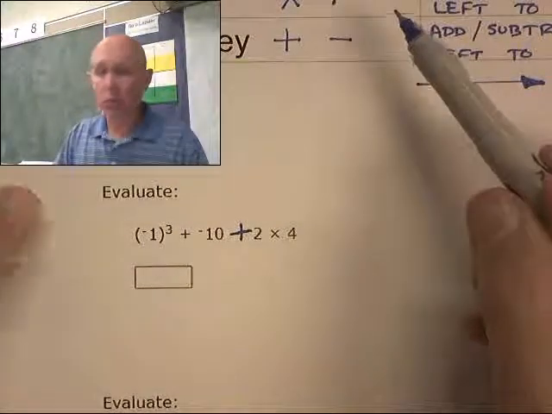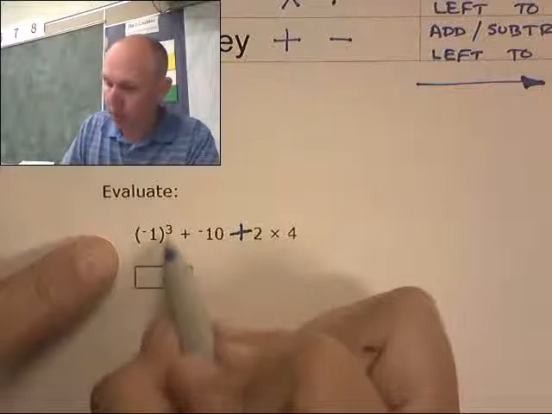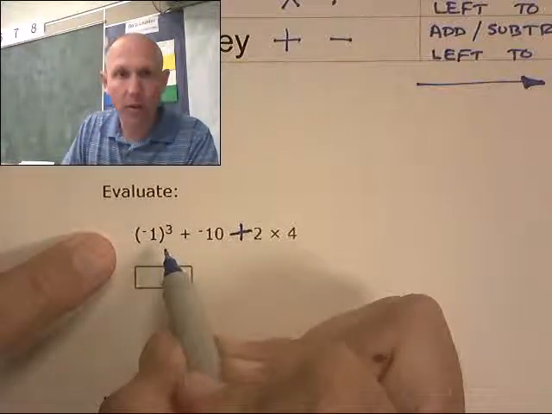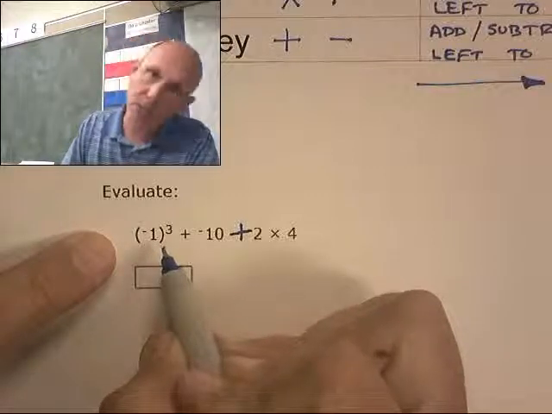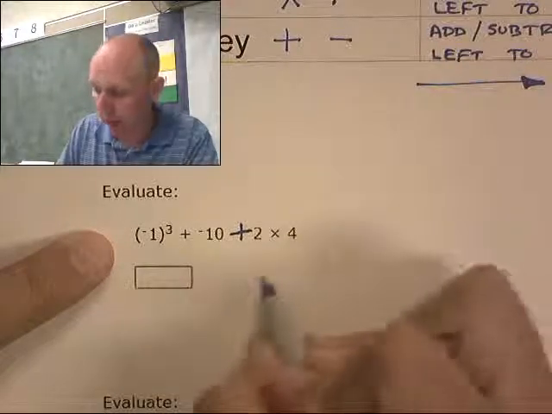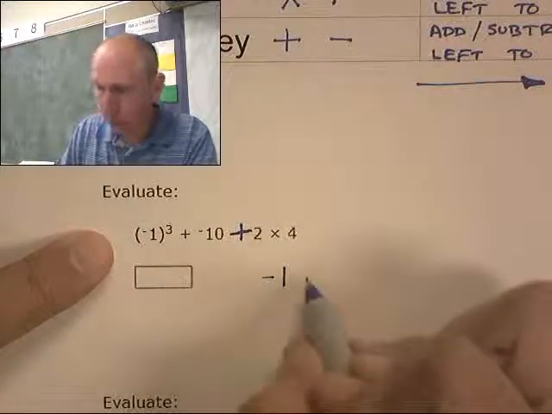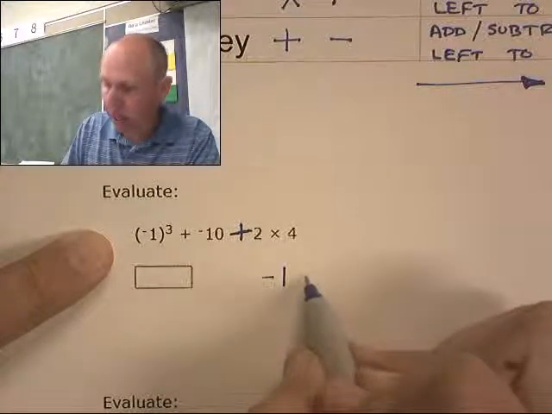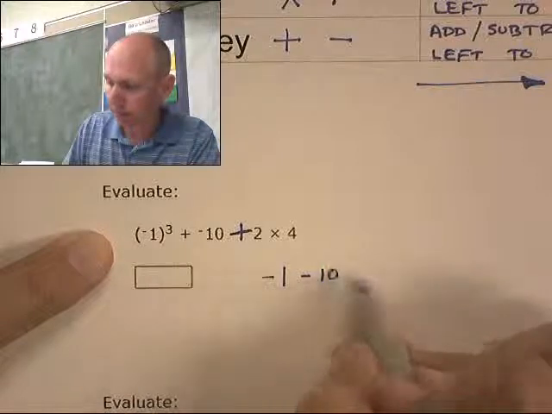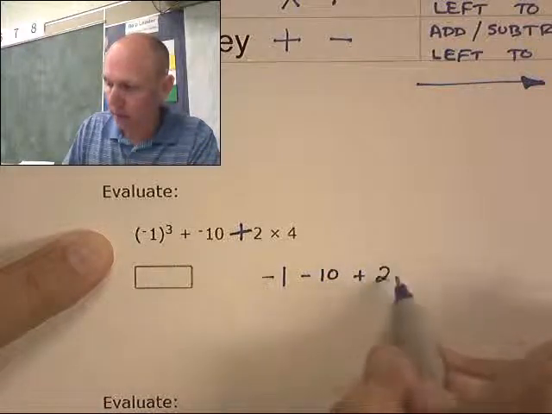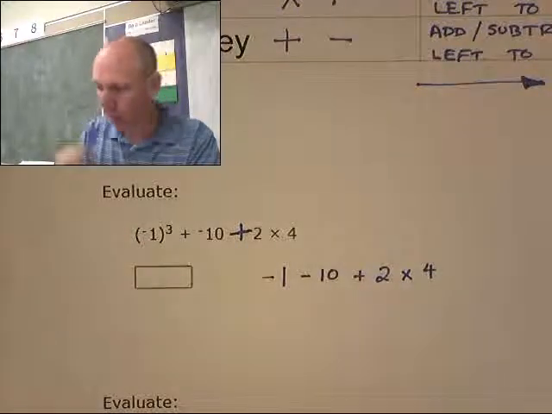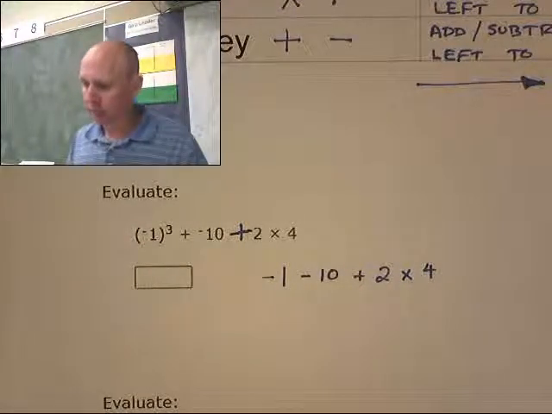Let's go with excuse. Excuse stands for exponent. So I'm going to start right here with my exponent. What does this guy become? -1 to the third. What's -1 times -1 times -1, which is -1. Now let's work across. Plus -10. Well, it's just the same thing. It's just a -10. Plus 2 times 4.